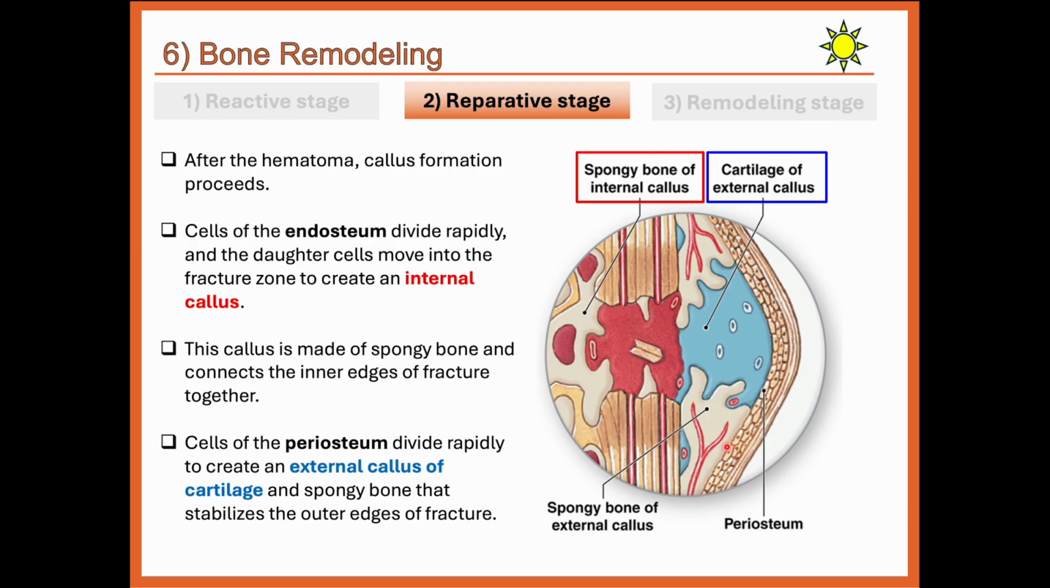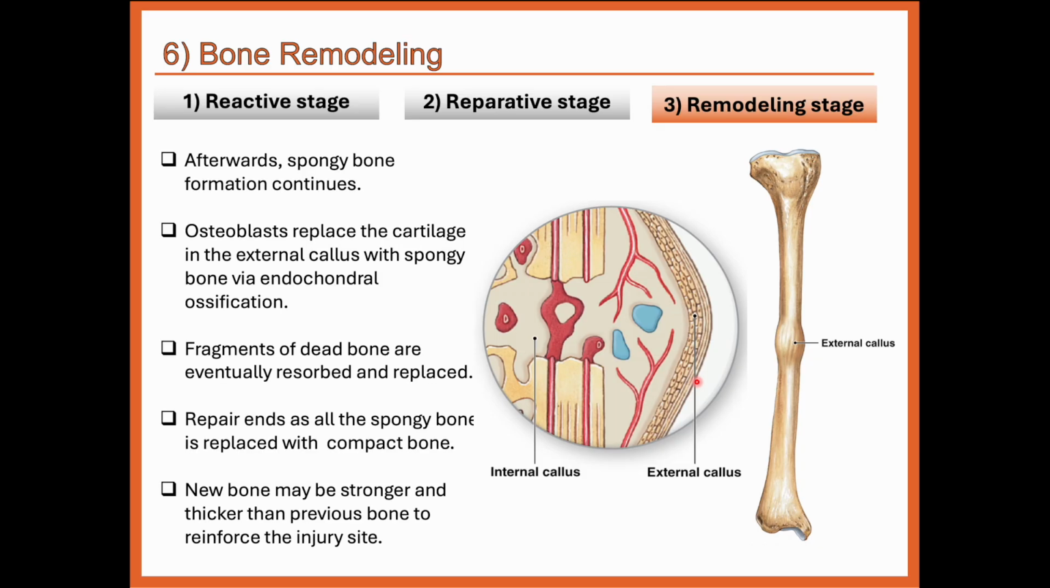Cells of the periosteum, the outer part, right? They divide rapidly to create the external callus. So this is actually going to be made of cartilage on the outside because you have these cells in the external part. And the spongy bone that stabilizes the outer edges of the fracture will start to come in. Last stage, remodeling stage. Afterwards, spongy bone formation continues, right? And they will meet in the middle, right? And osteoblasts replace the cartilage at these ends in the external callus via endochondral ossification.